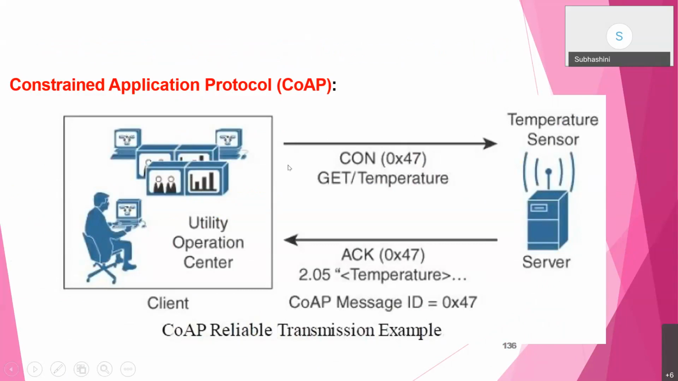And here is a diagram which tells you CoAP supports reliable transmission with the help of DTLS. CoAP is insecure, but we use DTLS to make it secure because CoAP operates on UDP, whereas MQTT operates on TCP. Here you can see a temperature sensor, and it is reading sensor values.